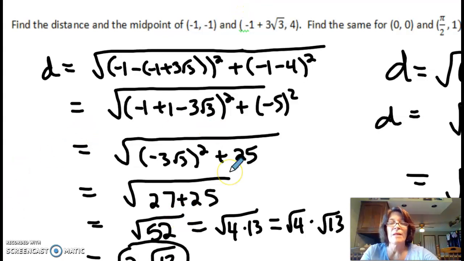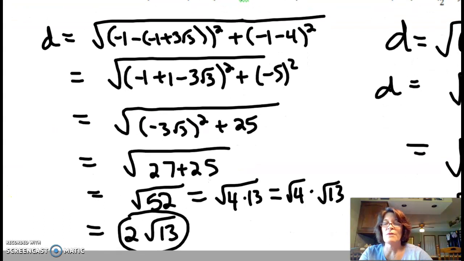Okay. Trying to grab that and drag it down for you. Let's see. 2 square roots of 13.